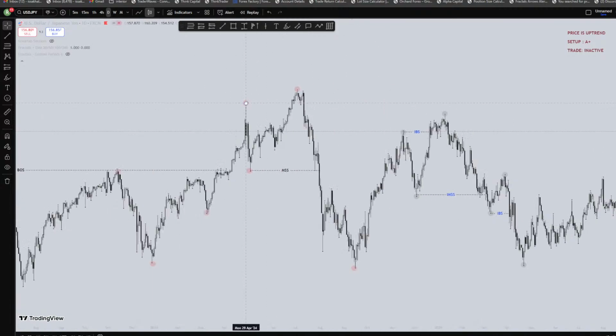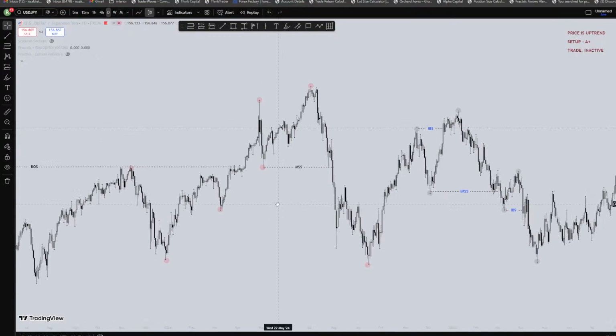Okay, is that correct? The good thing about it is also that this is a market structure shift. So if you do not take this, this is not enough, and this will have been a market structure shift.